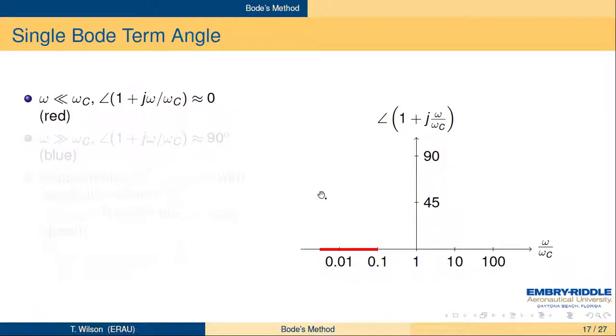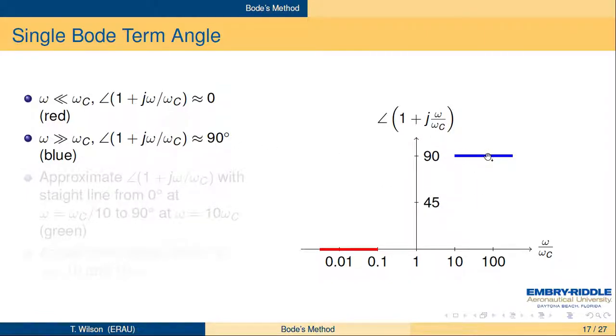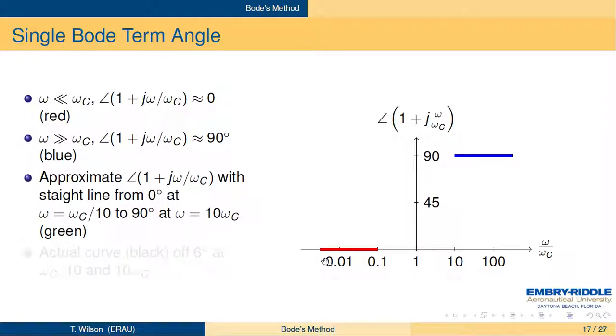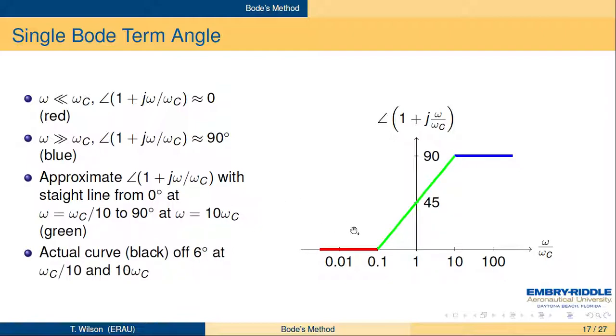For very low frequencies, which now means more than a decade below the corner frequency, the angle is approximately 0, just the angle of 1. For very high frequencies, which now means more than a decade above the corner frequency, you're going to get the angle of j, and that's 90 degrees. And then a straight line in between from 1 decade below to 1 decade above. The actual curves are off by 6 degrees at 1 decade below and 1 decade above. So you actually have to start your correction 2 decades below the corner frequency, and it ends 2 decades above the corner frequency. But you can still make the correction.